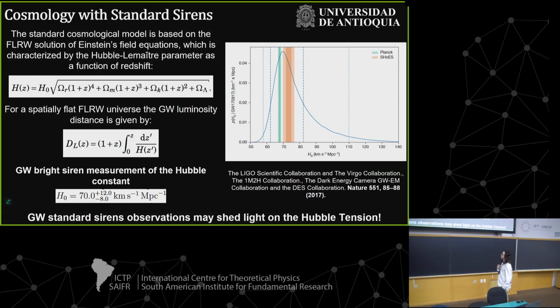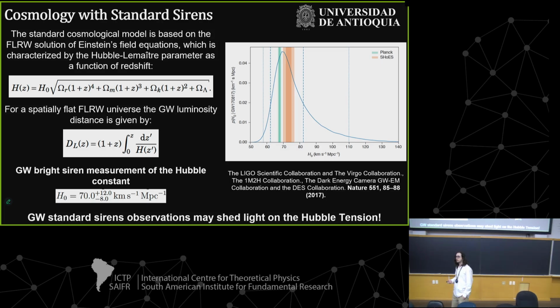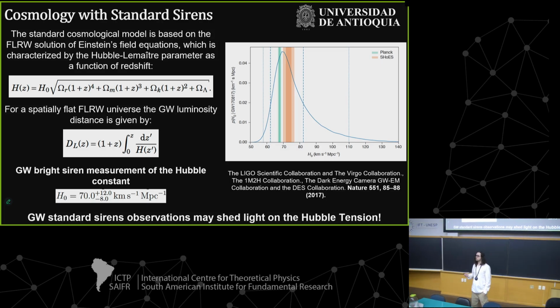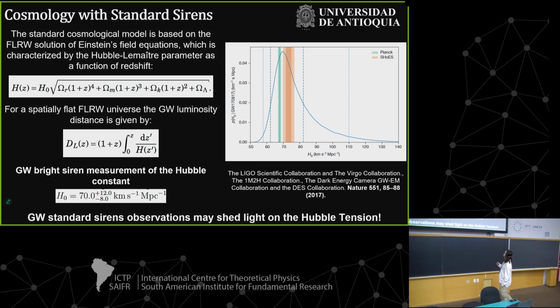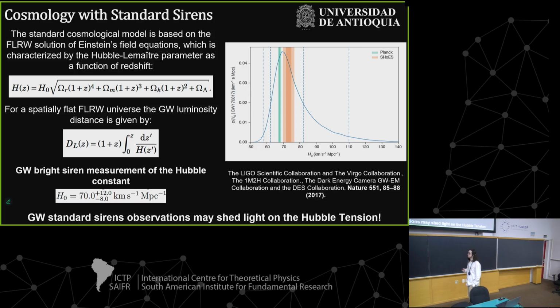So now that we have all the ingredients, how we incorporate the redshift information and the distance information, we can do cosmology. For example, for the bright siren case, we have, as I mentioned before, the redshift coming from the electromagnetic identification of the galaxy, and the distance from the gravitational wave. You can combine those two things to get a constraint on the Hubble constant, which was published in 2017, and this is basically the posterior on this cosmological parameter from this bright siren event.